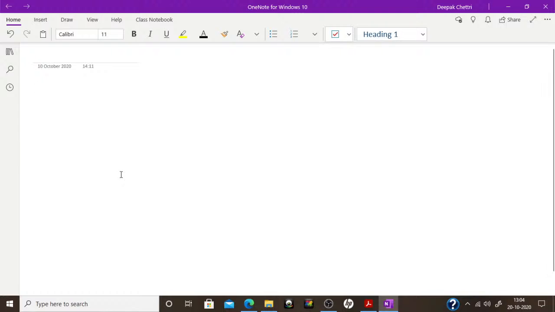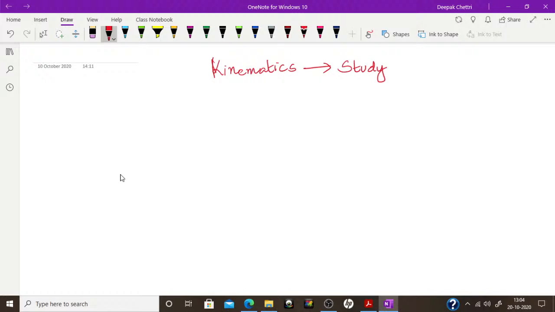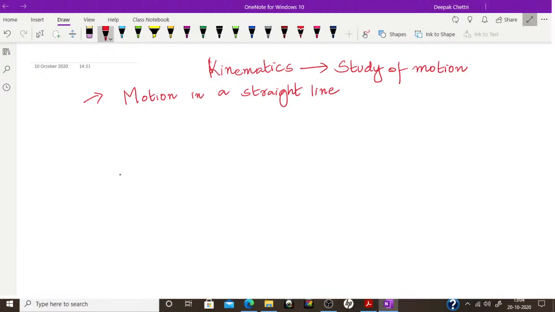Okay, so today we will start with the new unit, kinematics, which I have already told you is the study of motion. Okay, study of motion is called kinematics, and inside this we will be doing the chapter motion in a straight line. This is the chapter that we are going to study today.